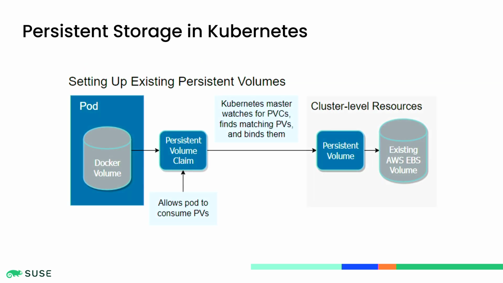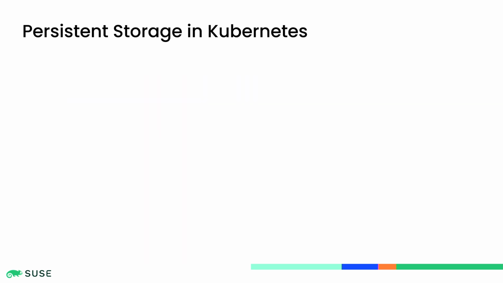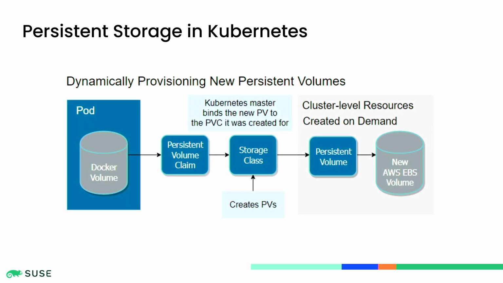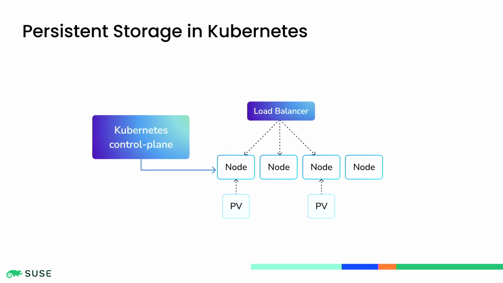So looking at that, you have a volume claim, which comes from the pods, and then you get the persistent volumes for your installed instances. You have the Kubernetes control plane. You have, of course, the load balancer for the nodes, and you have the different physical nodes.